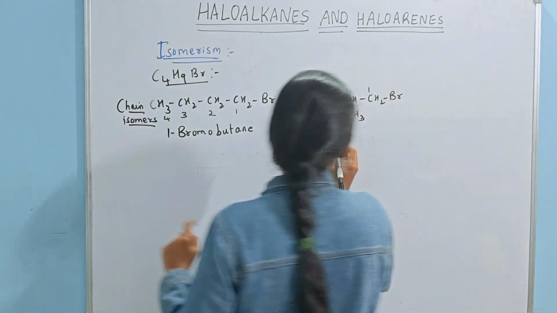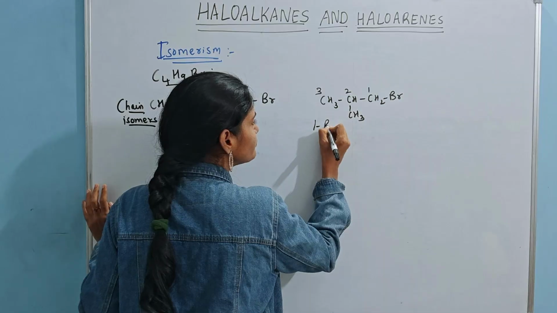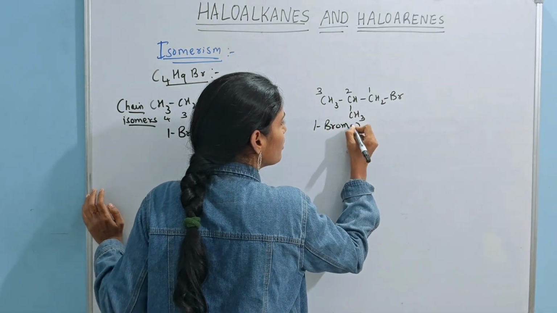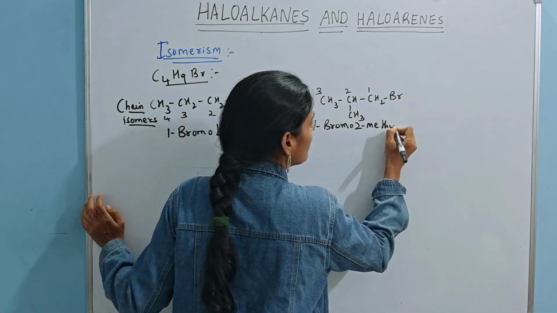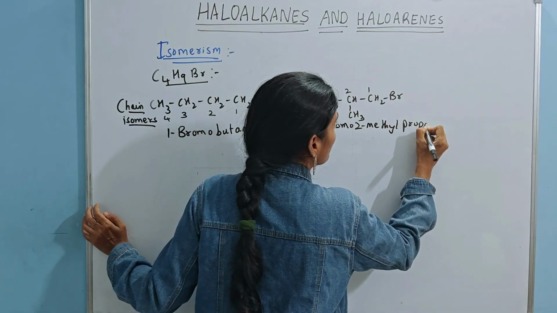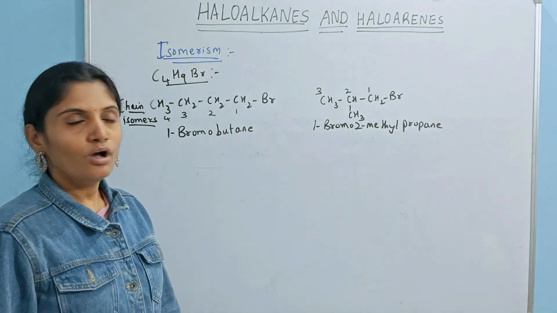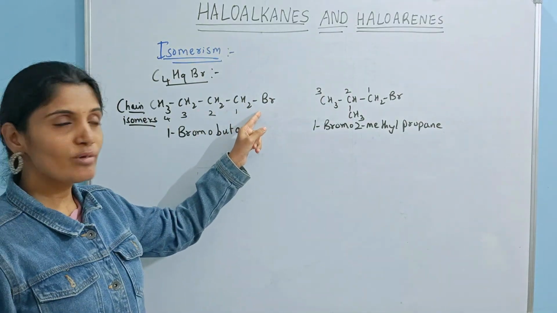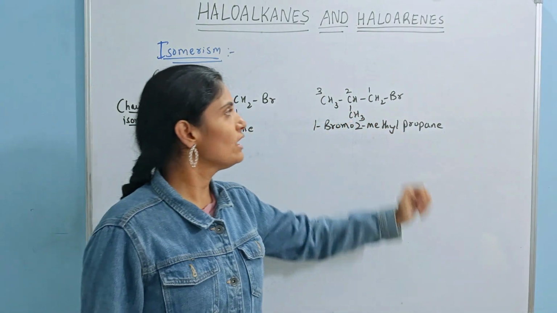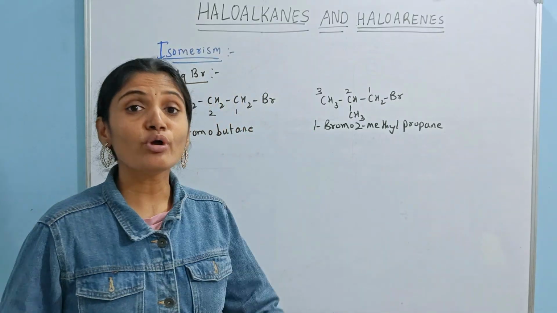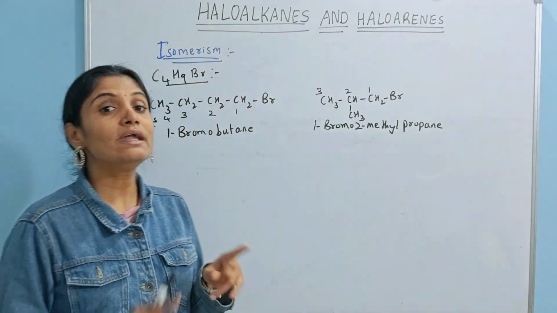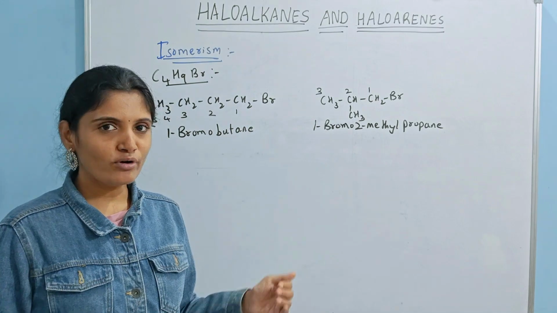1-bromo-2-methylpropane. So here my main carbon chain has 4 carbons. Here my main carbon chain has 3 carbons. So in chain isomerism, you have to deal with the carbon chain.